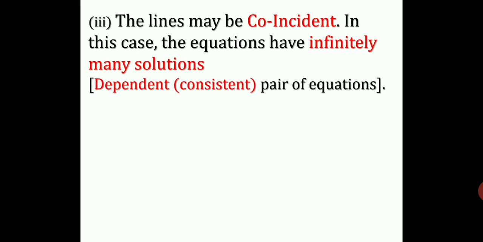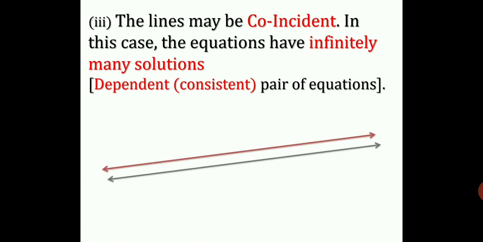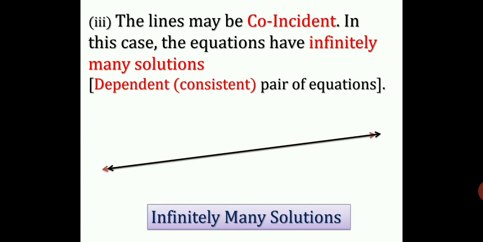Now the third is coincides. Coincide means they have infinitely many common points, so infinitely many solutions. This is called a dependent consistent pair of equations. So these two lines coincide with each other, so they have infinitely many common points, and it is called a dependent consistent solution.